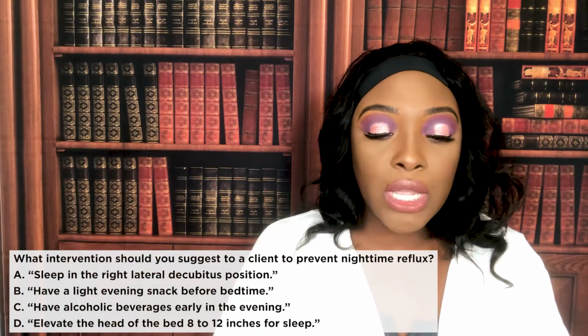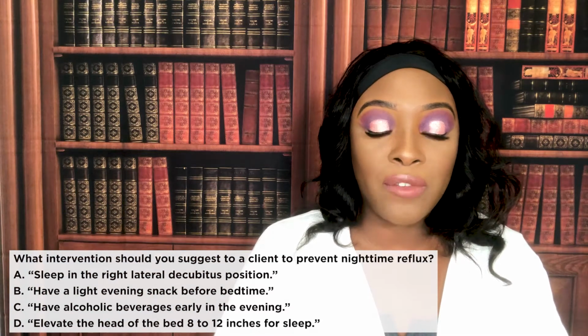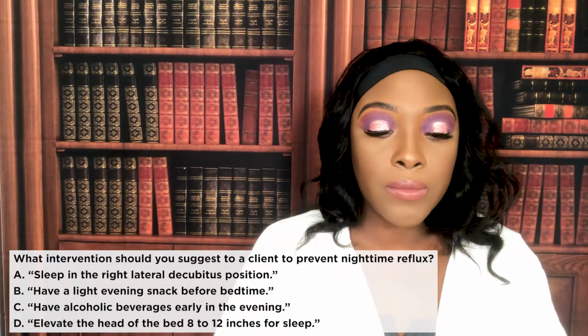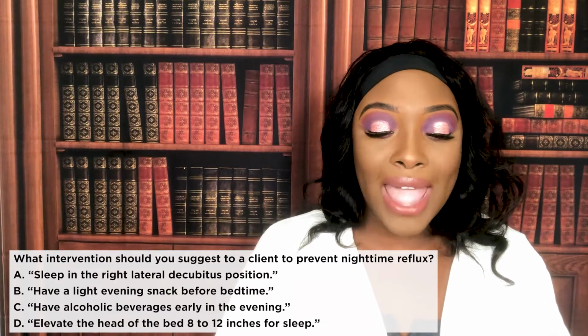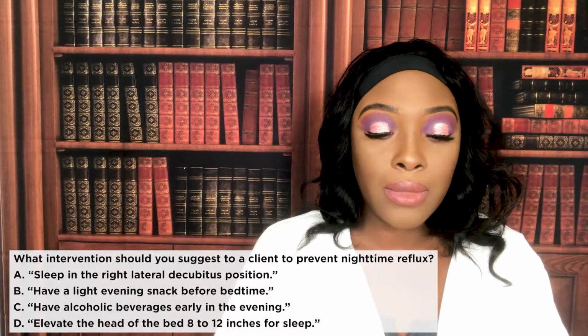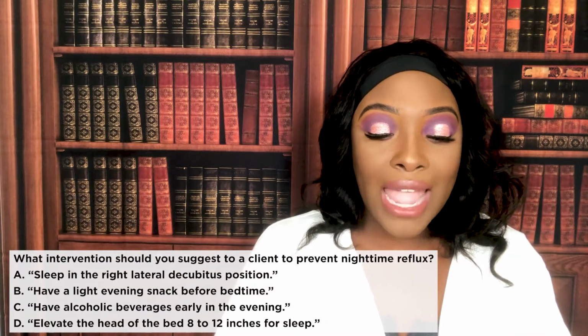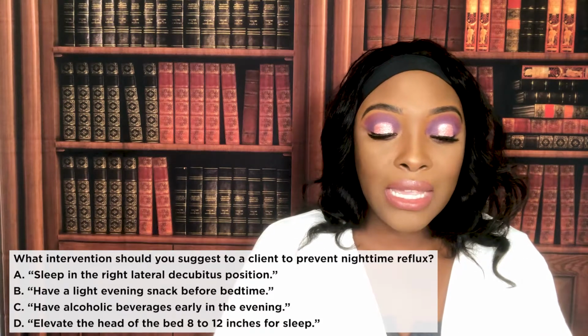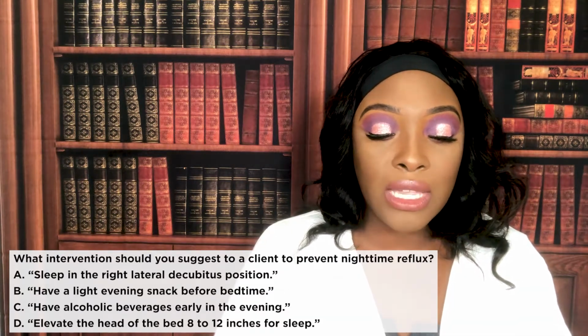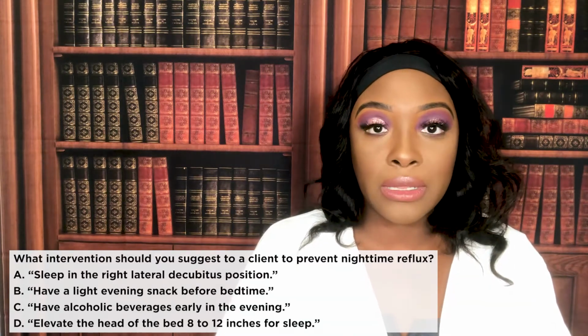What intervention should you suggest to a client to prevent nighttime reflux? A, sleep in the right lateral decubitus position. B, have a light evening snack before bedtime. C, have alcoholic beverages early in the evening. Or D, elevate the head of the bed 8 to 12 inches for sleep.